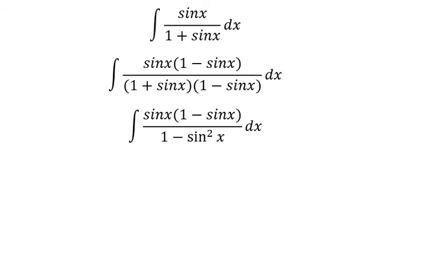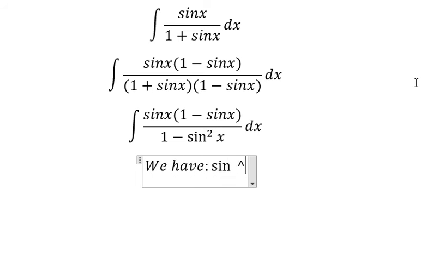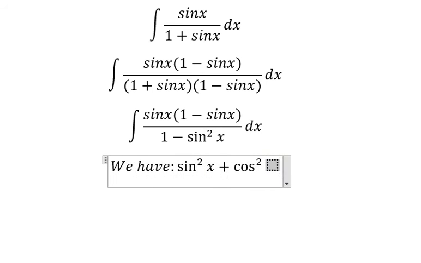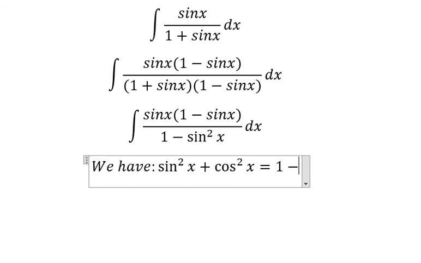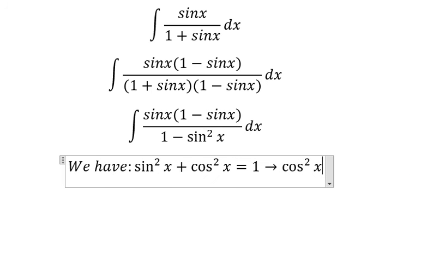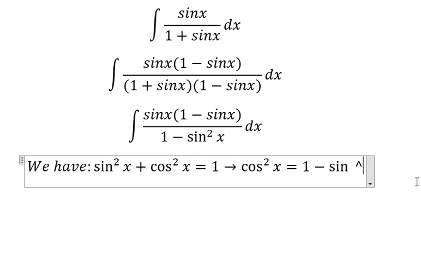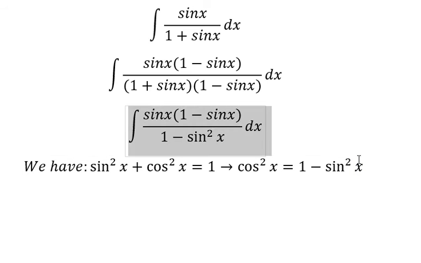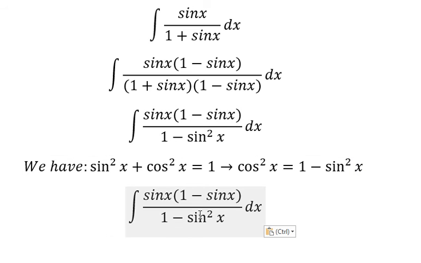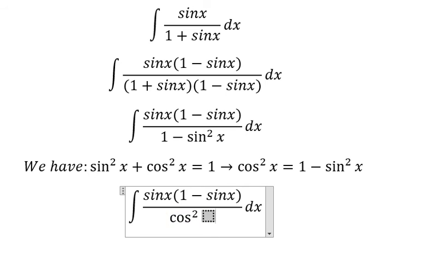Next, we have the formula in here: sin x squared plus cosine x squared equals 1. So we put sin x squared to the right, and you get 1 minus sin x squared. So we need to change this one into cosine x squared.